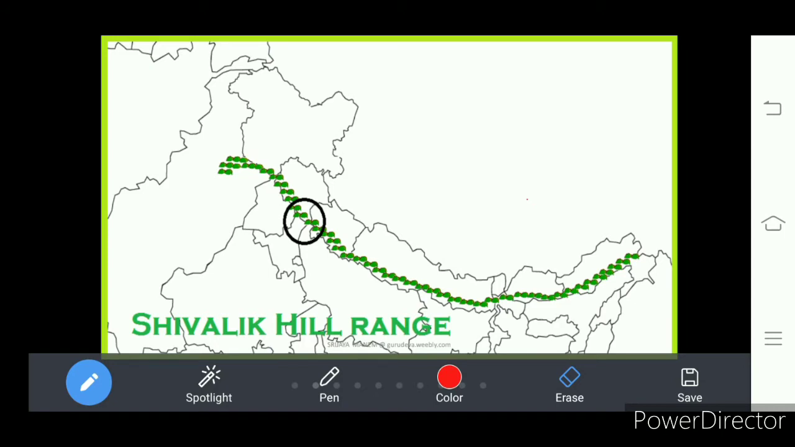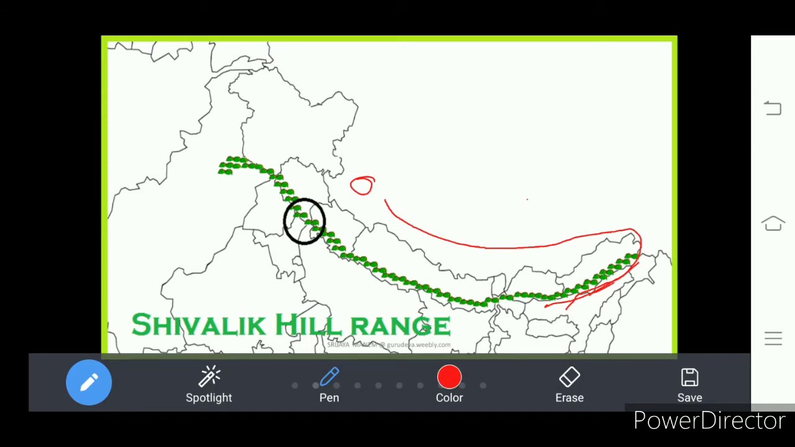In Tibet, it is called Zangbo. I am drawing it, you see that. Here, Manas Sarovar lake is there. There, the river Zangbo originates, flows through Tibet, enters Arunachal Pradesh, then Assam. In Assam, it is called Brahmaputra Valley.